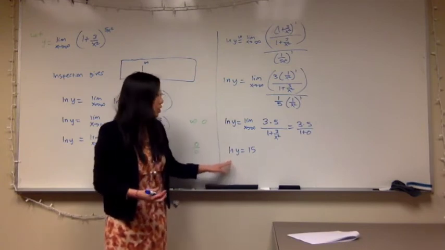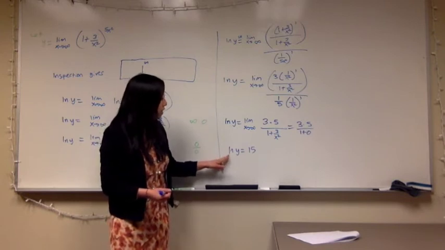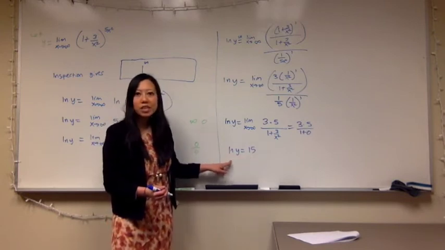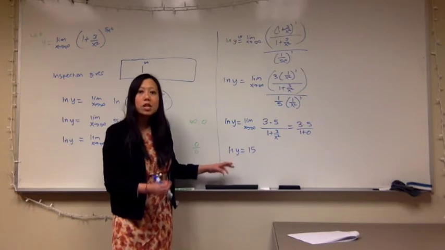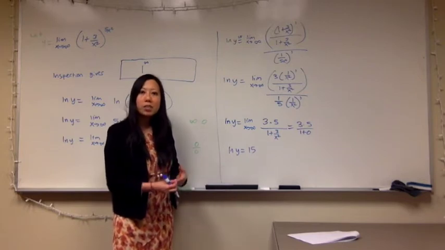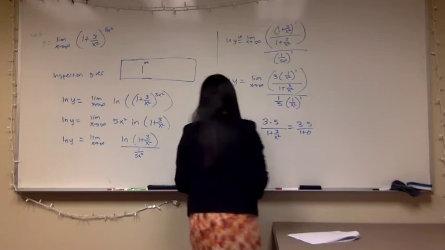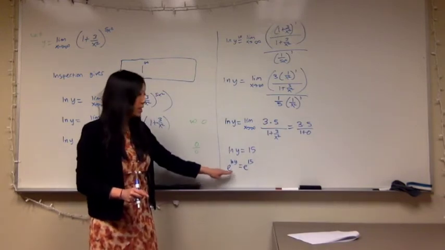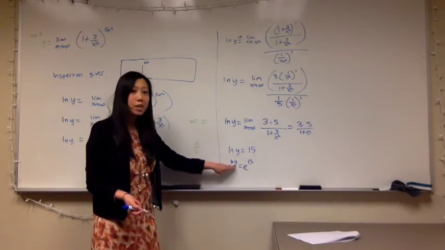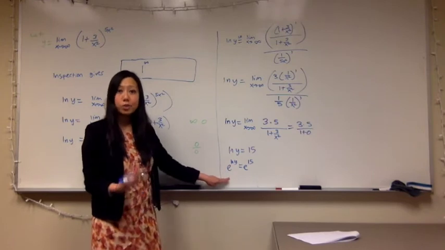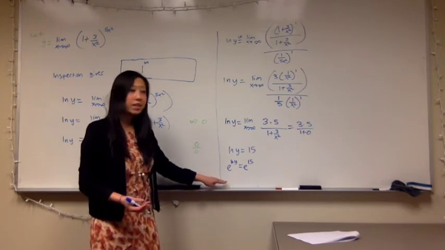To solve for y, again, I raise e to each side because the exponential and log functions are inverses, so if I plug one into the other, the input now becomes the output. I take e to each side, so e to the ln y, my input is y, now that becomes my output, which is just y equals e to the 15th.